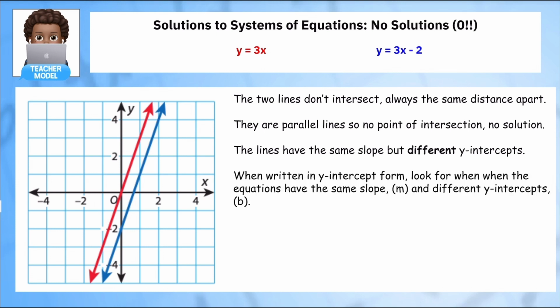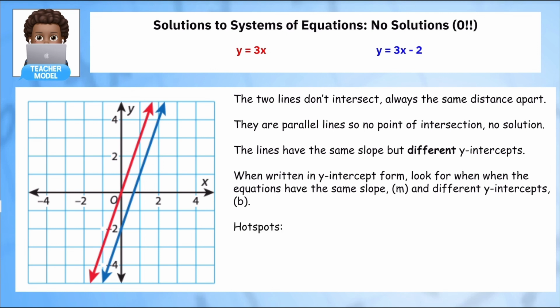So when you write an equation in y-intercept form, you can look at, yes, the slope. And if the slopes are different, we know there's one solution. If the slopes are the same, look at their intercepts. If they have different y-intercepts, then these two lines are never going to meet, before you even graph it.